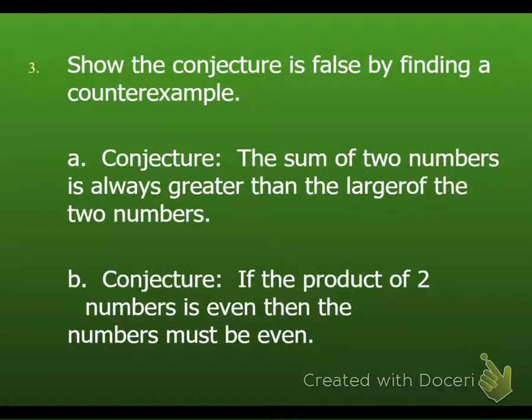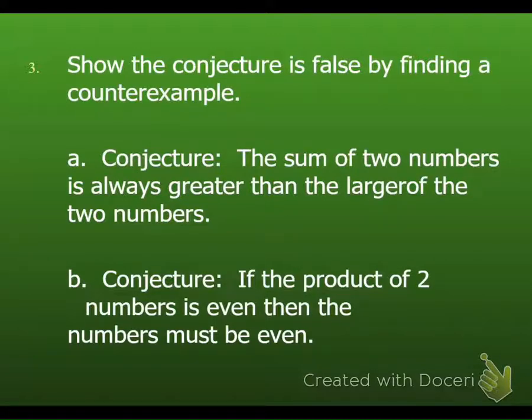Show the conjecture is false by finding a counterexample. So the directions already tell you that both of these following statements are not true. Show the conjecture is false. Okay, so A: the sum of two numbers is always greater than the larger of the two numbers. So you have two numbers you're adding together, and whichever one's the larger number, the sum is always larger than that. B is if the product of two numbers is even, so you're multiplying and you get an even, that means that both the numbers must also have been even.